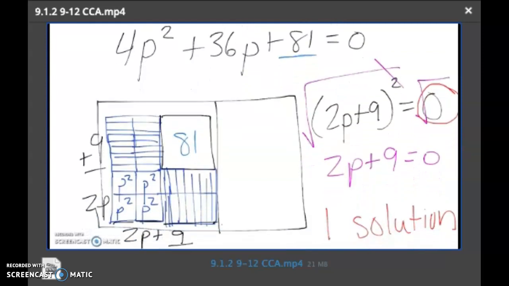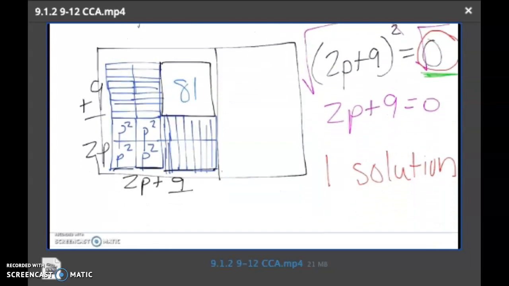And then if we get that the perfect square is equal to 0, that means we have one solution. So that means that's going to be a parabola that just touches our x-axis one time.